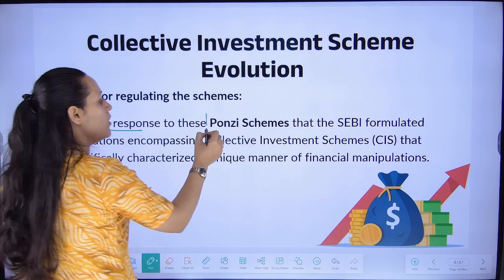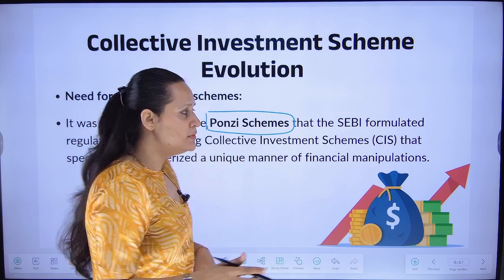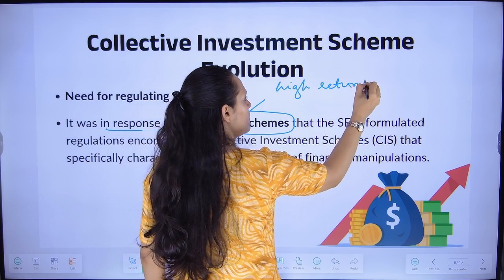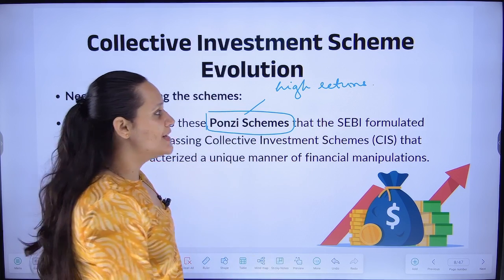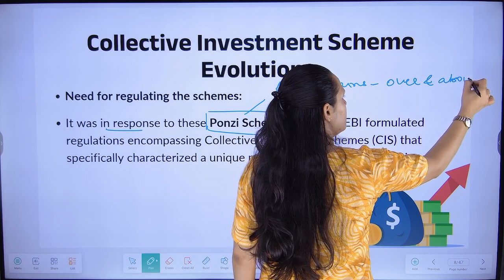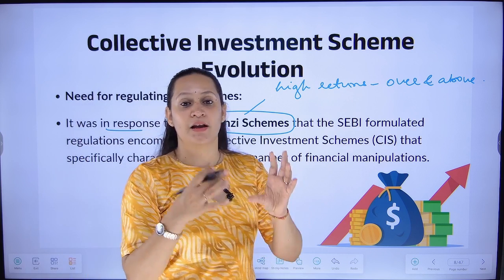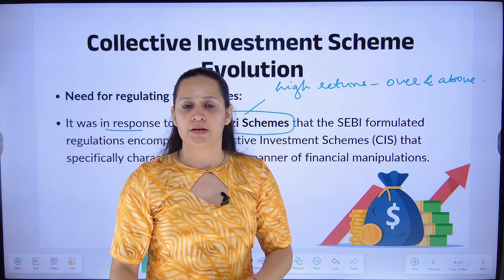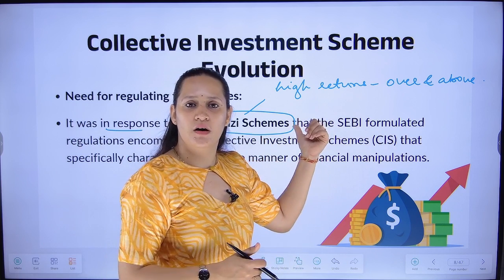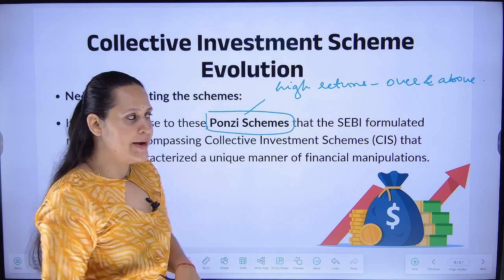In response to these Ponzi schemes, what are Ponzi schemes? Ponzi schemes are the schemes which offer you high returns on your principal amount, excessively over and above other kinds of investment. What other schemes are providing, or in other scopes of the market where we make an investment, what returns they are promising, over and above that, excessive rates of returns are promised under these particular schemes. And how do they operate?